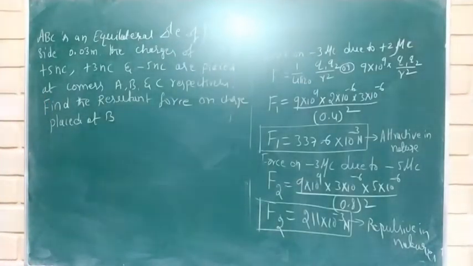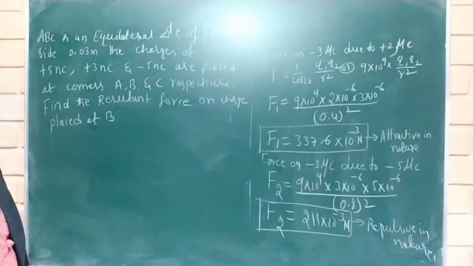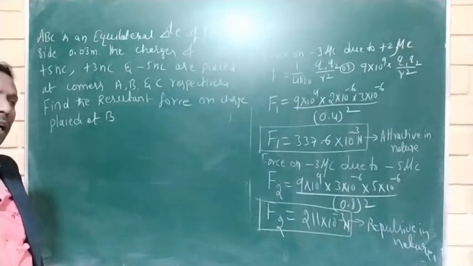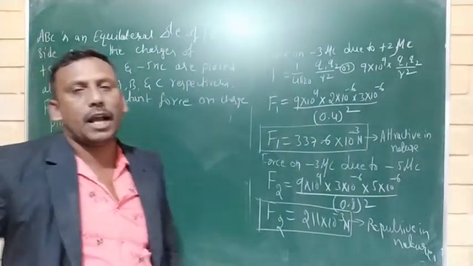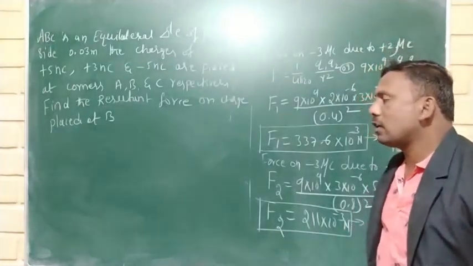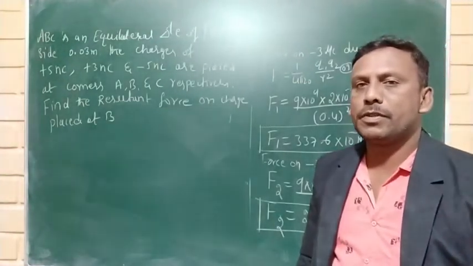ABC is an equilateral triangle of side 0.3 meter. The charges of plus 5 nanocoulomb, plus 3 nanocoulomb and minus 5 nanocoulomb are placed at corners A, B and C respectively. Find the resultant force on the charge placed at point B.